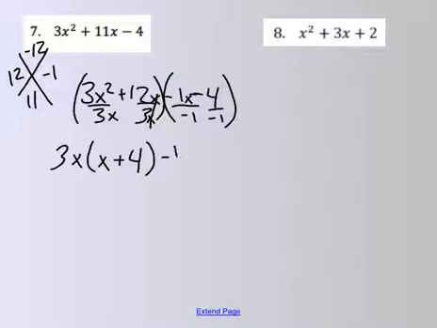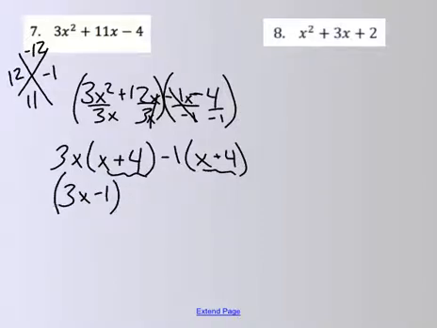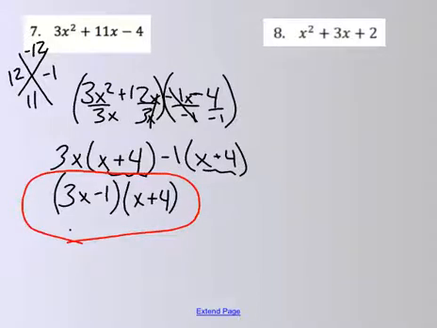So my GCF now is negative 1. This creates a positive x. Negative 4 divided by negative 1 is a positive 4. So now my middles match. And that's a tricky one with that. So 3x minus 1 and x plus 4. Notice, I want you to notice, this is minus 1 plus 4. That is completely different than what I had here. So if you do that, you're going to get that wrong.